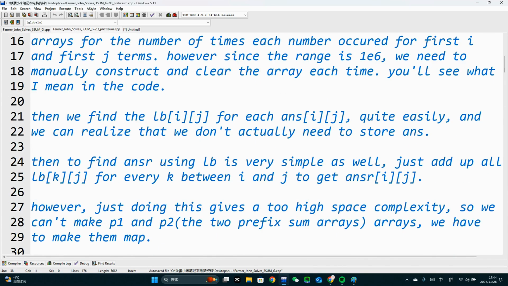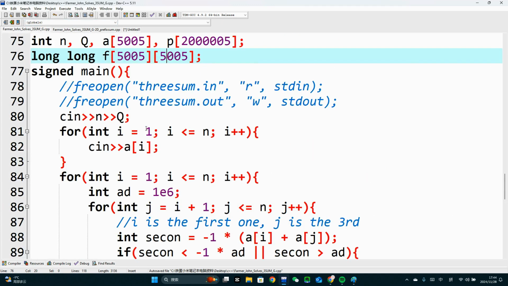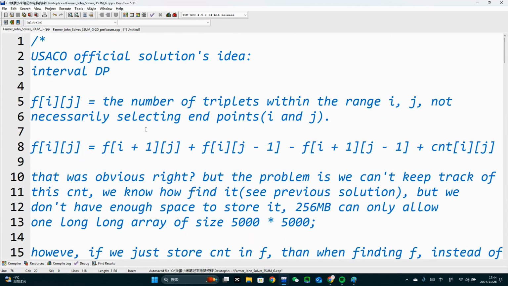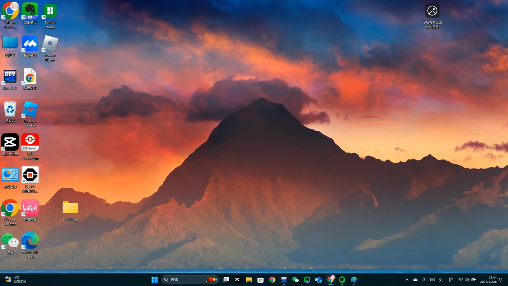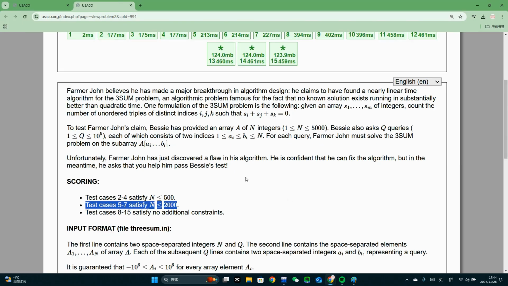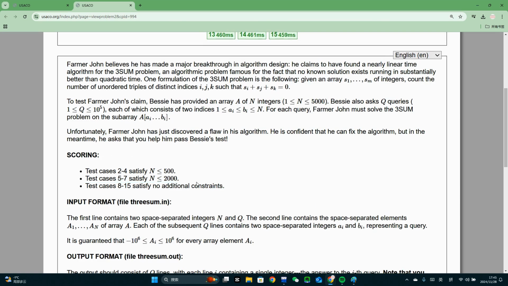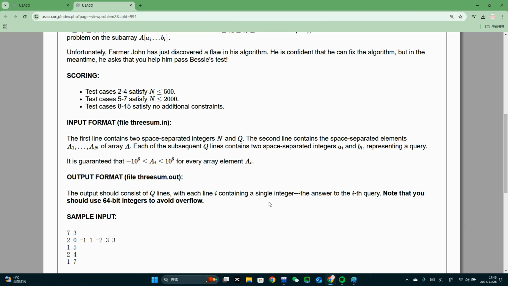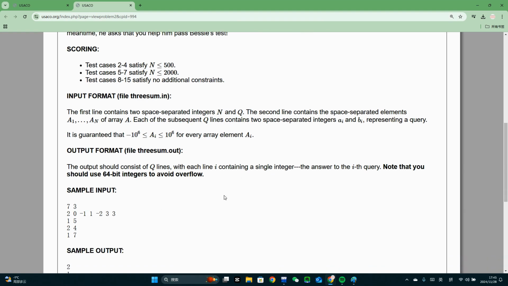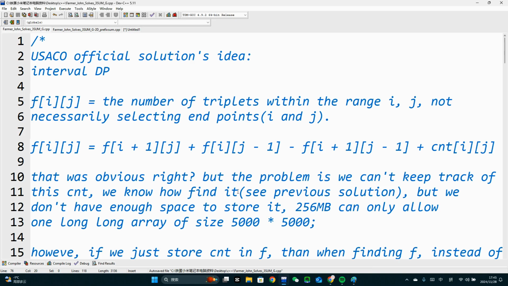However, the USACO official solution provided another idea for this problem, interval DP, which I probably should have thought about, since we have an n of 5,000 and at most 10 to the 5th power queries. I should have thought of interval DP because you just pre-process the answer for every single interval and then you report the answer in O(1) complexity. That should be intuitive for me, but I was stupid during the contest.